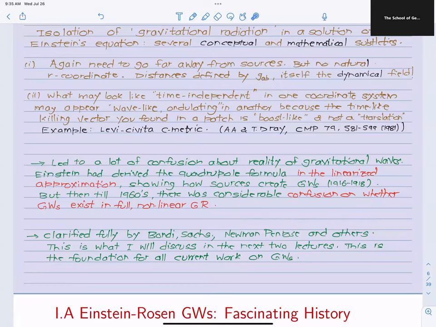Einstein had derived the quadrupole moment formula in the linearized approximation that I mentioned before. You start with Minkowski space, and we linearize the nonlinear Einstein's equations. Then, in the language I mentioned, which is not the language Einstein used, you can construct scri, calculate the radiation, and relate it to the motion of the sources, particularly the rate of change of the quadrupole moment of the source. This was already done first in 1916. There were some errors in the paper which were corrected in 1918. But still, until the 1960s, there was considerable confusion about whether gravitational waves exist in full nonlinear general relativity.